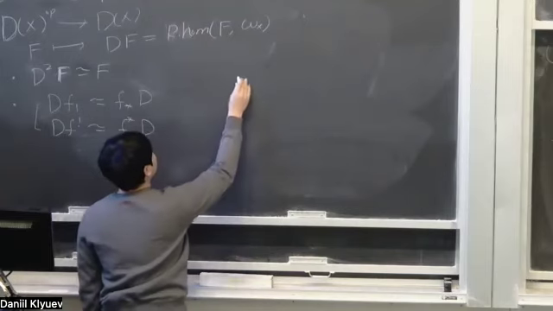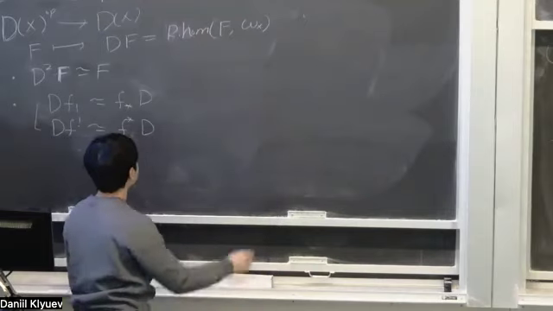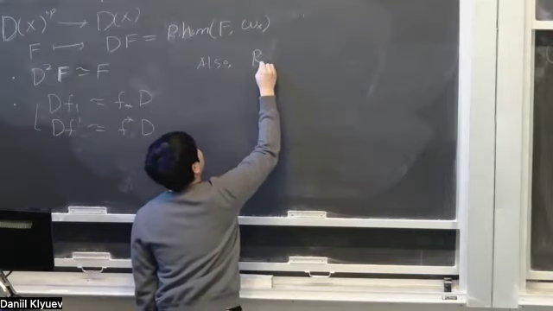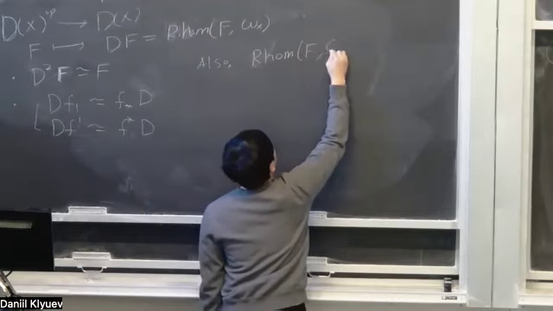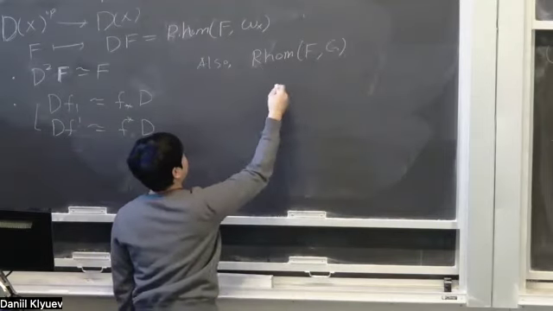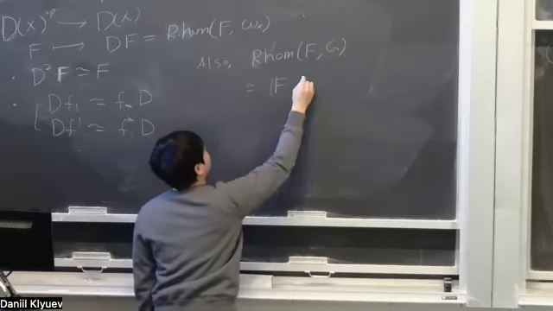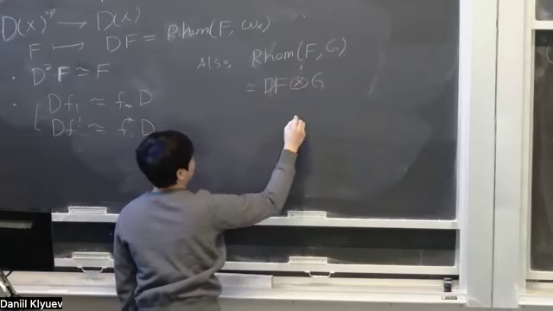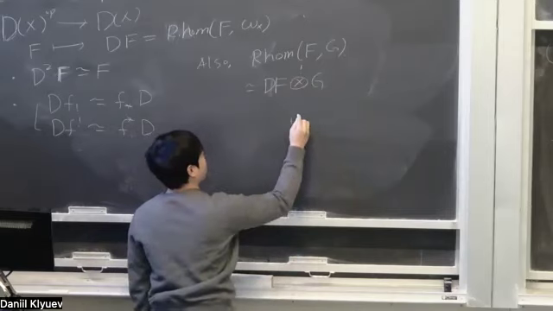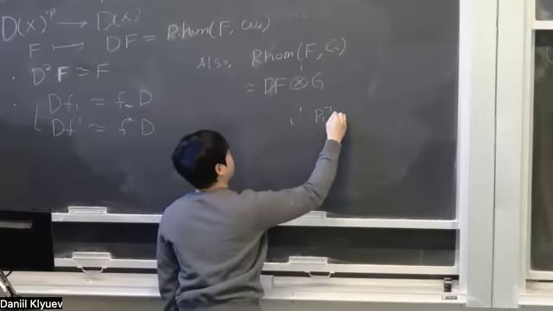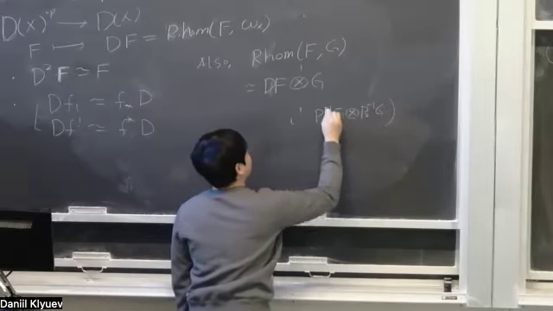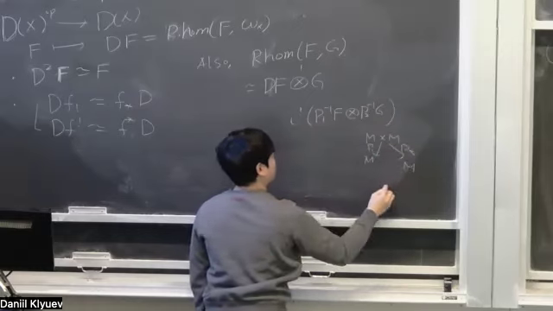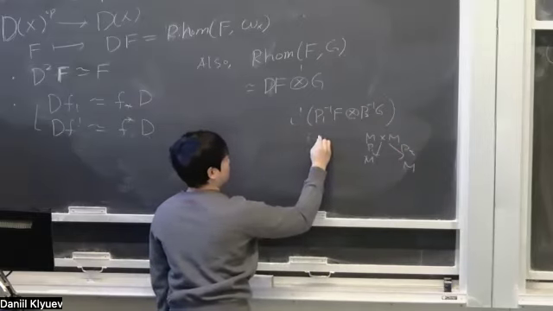Also, for F and G, we can identify these as some kind of tensor product of DF and DG, where this tensor product is defined by Delta upper shriek of p1 inverse F tensor p2 inverse G, where p1 and p2 are given by these maps, and Delta is just the diagonal map.